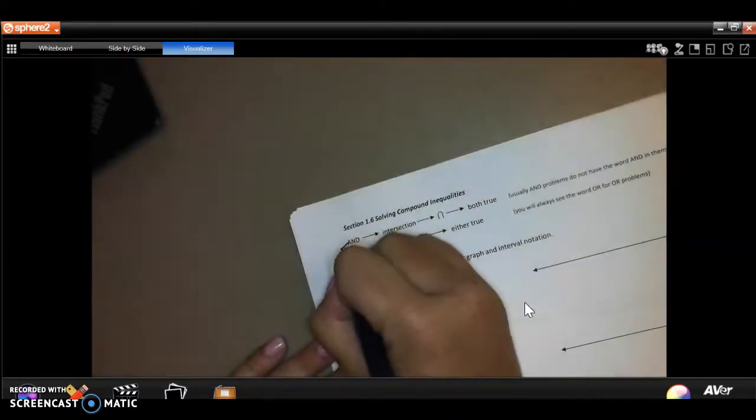So 1.6 builds off of this idea, and 1.6 is on compound inequalities. So a compound inequality, there's two things you need to know about compound inequalities. The main things are these ands and ors.